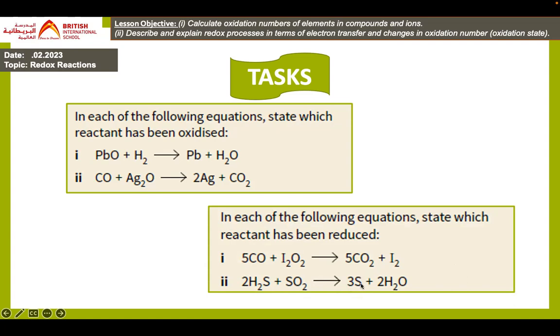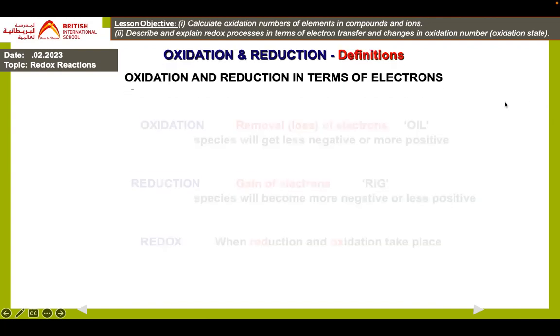Loss of oxygen is called reduction. So sulfur is getting reduced here. In the first case, iodine has lost oxygen, so iodine is getting reduced here. And in the second case, sulfur has lost oxygen, so sulfur is getting reduced here. We are checking oxidation and reduction in terms of oxygen and hydrogen only right now.